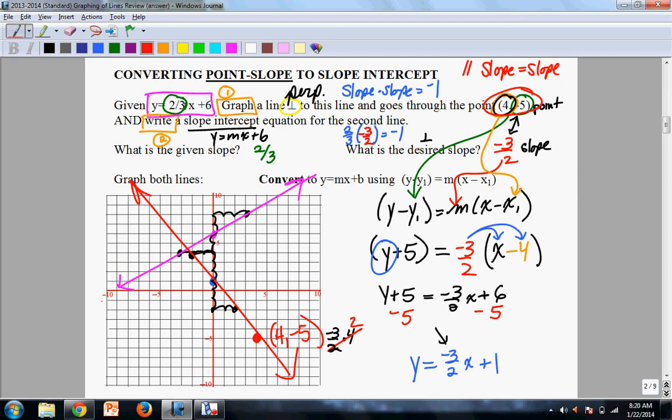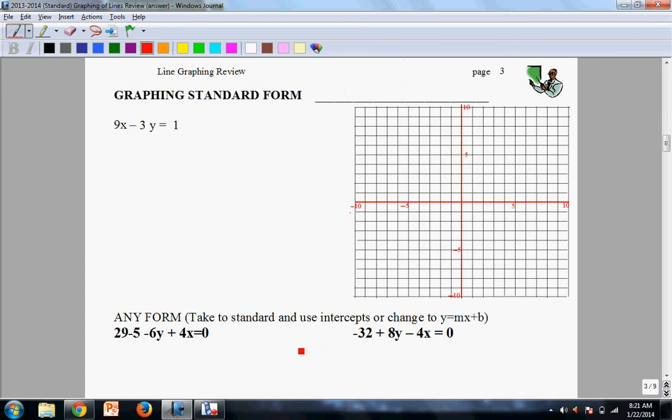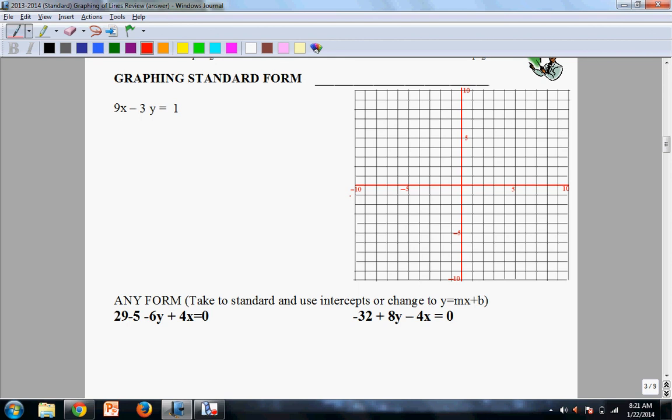Okay, turn the page. Standard form is something you've done before, so do it to the best of your ability. I'll give you about a minute. Do whatever you can. If you want to work as a team, you may. I'm going to come around and help you guys.